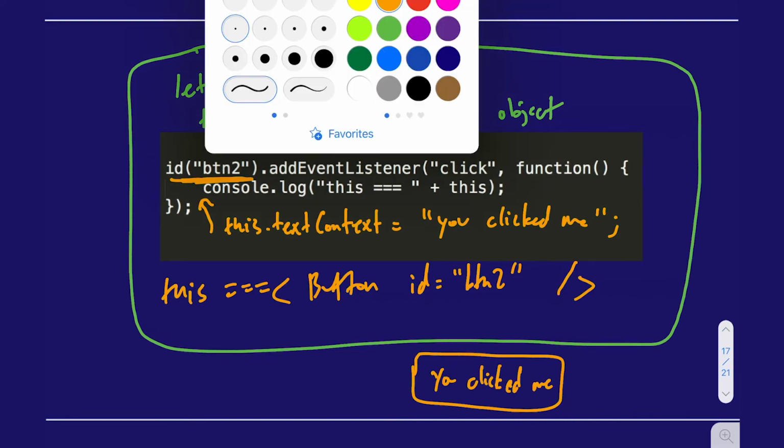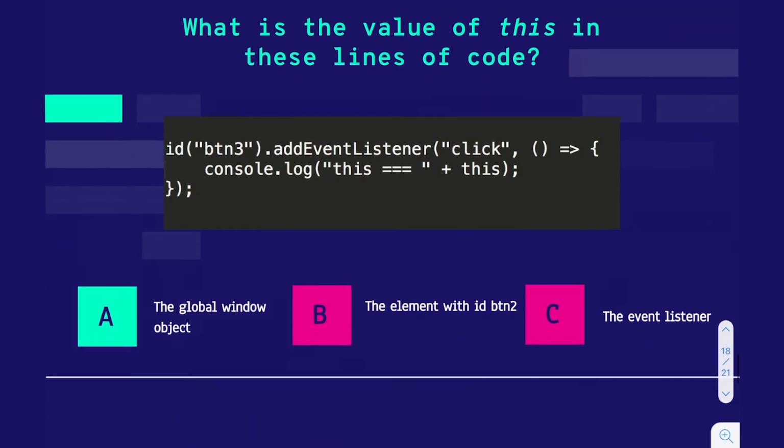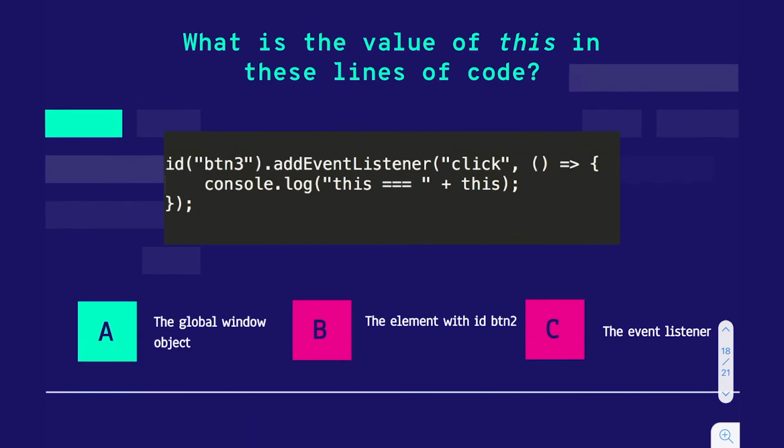So next question, very similar, but slightly different. What is the value of this in these lines of code? So we're grabbing the element with ID button 3, we're adding an event listener, a click listener, and we've got this anonymous callback, and we want to print out the value of this. What is the value of this? The value of this in this scenario is actually the global window object.